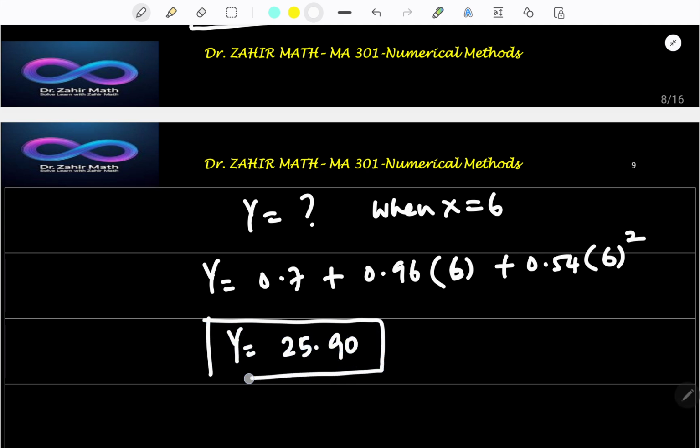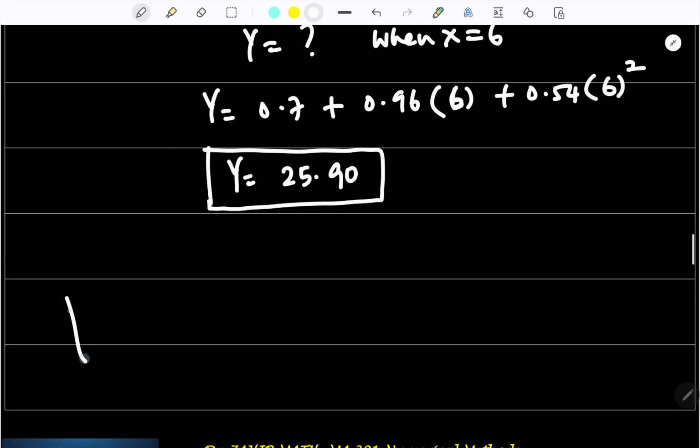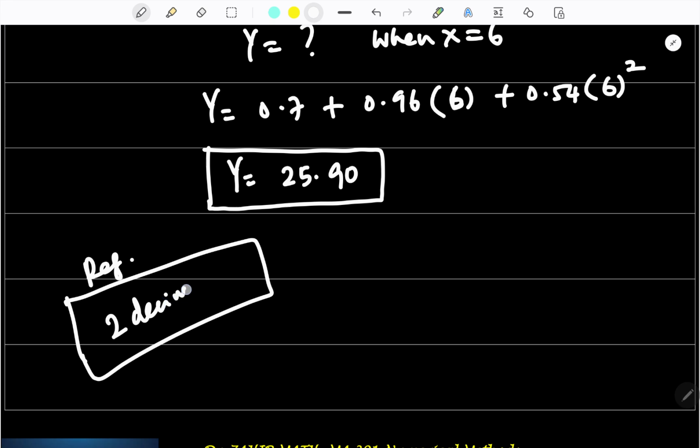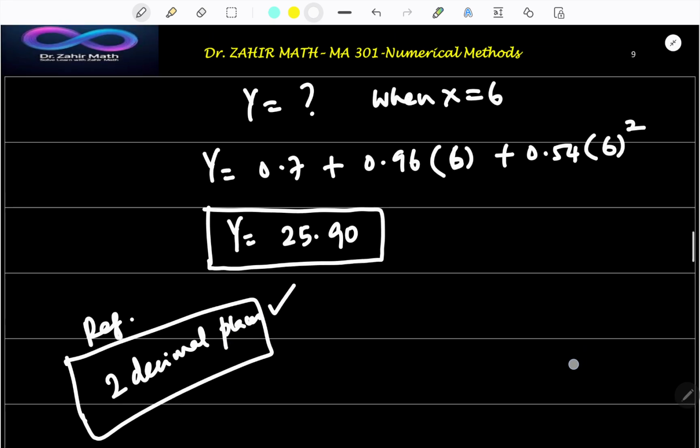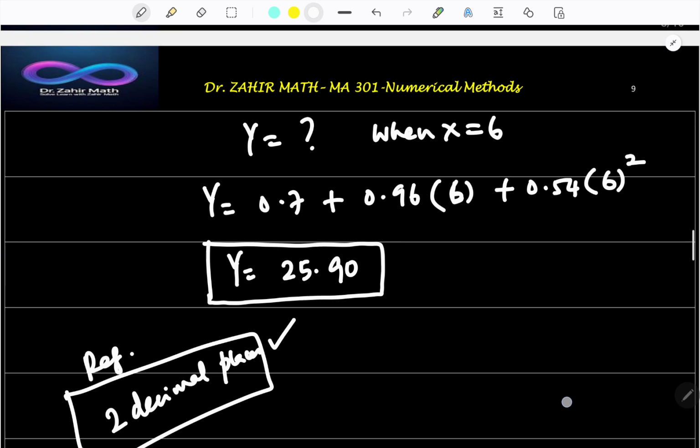So please note this. I'll keep it as a standard rule: for regression, you keep 2 decimal places. So 0.7 and 0.96 and then 0.54. Okay.